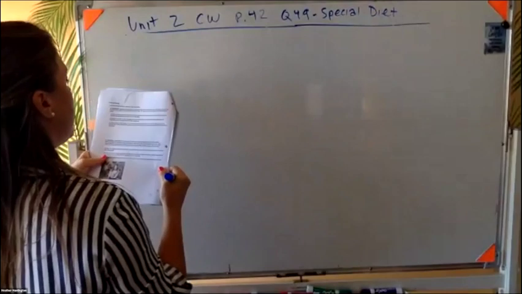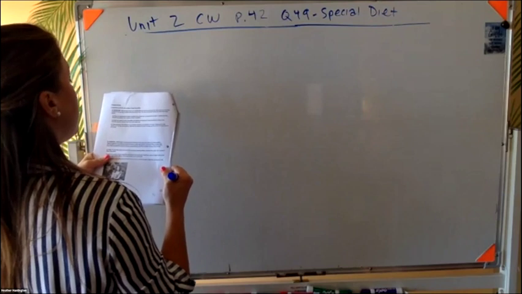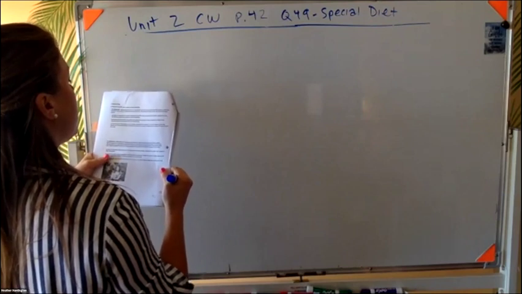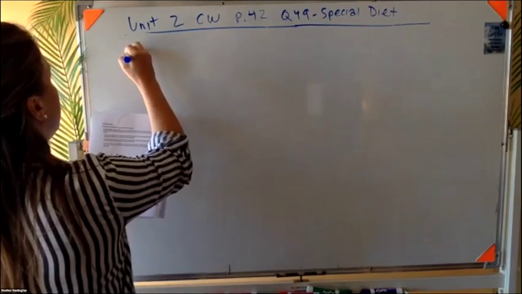Ruben is on a special diet. He must consume fewer than 500 calories at a meal that consists of 1 serving of chicken and 1 serving of rice. The meal must contain at least 150 calories from each.